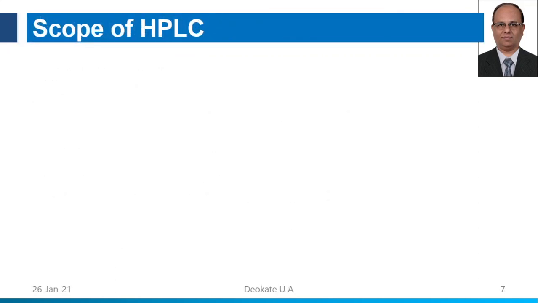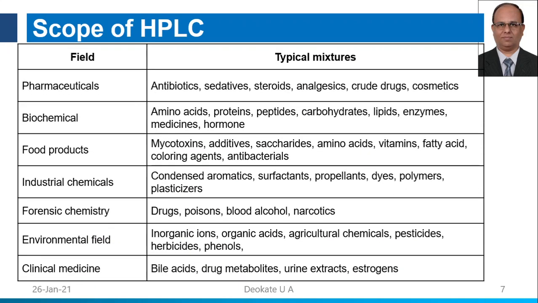Scope of HPLC: where can HPLC be used? In various fields, HPLC plays an important role. In pharmaceuticals, it is used to analyze mixtures of antibiotics, sedatives, steroids, analgesics, crude drugs, cosmetics, etc. In the biochemical field, it is used for analysis of amino acids, proteins, peptides, carbohydrates, lipids, enzymes, medicines, and hormones.